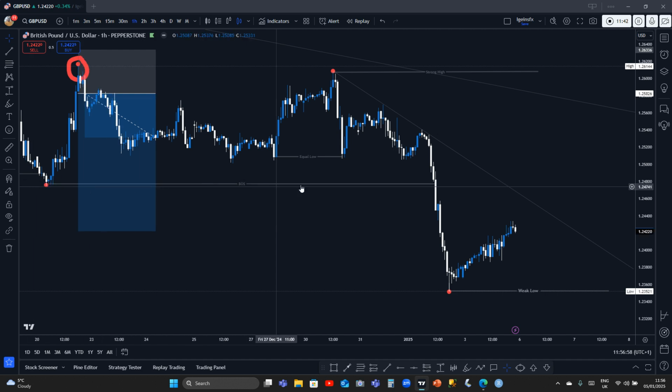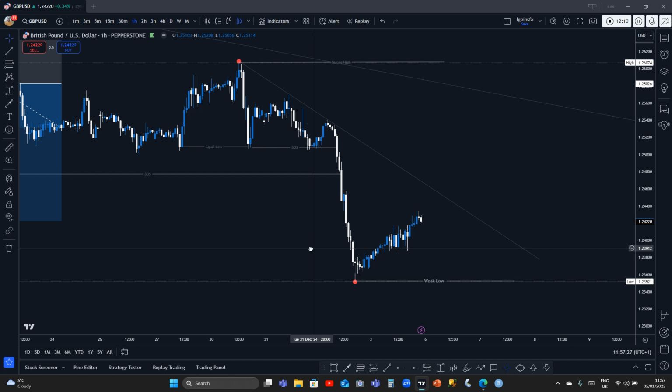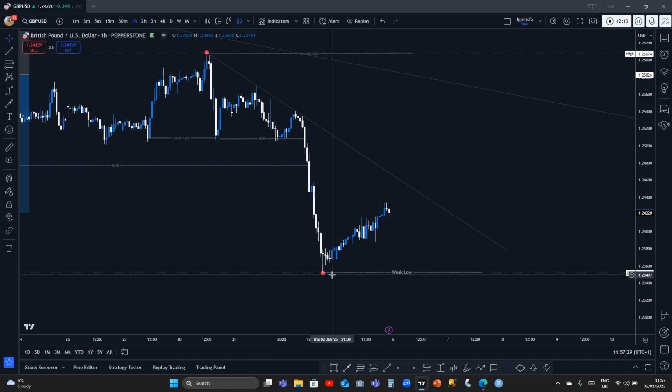At this point, there was a break of structure, even though internally there was also a break of structure, but this is the major structure. This point here, there's a break of structure, yes, but this is the major leg, all right? You can see this is the low that was violated. Now, price has created another low.